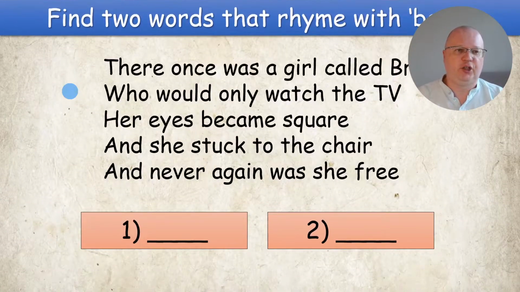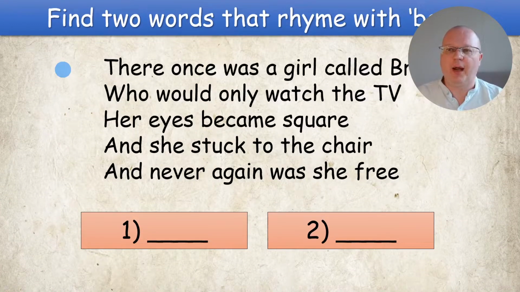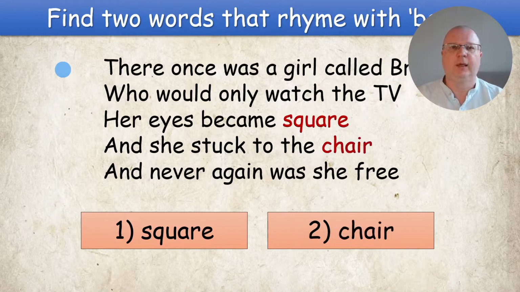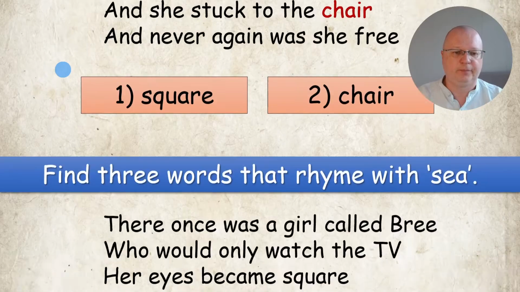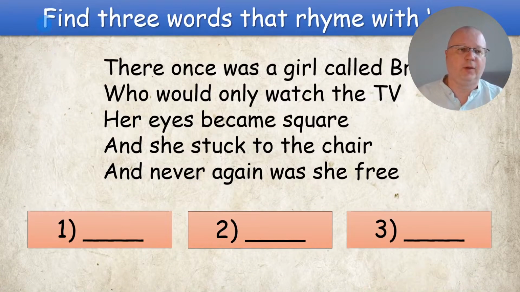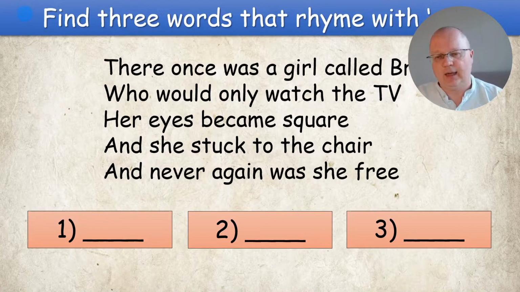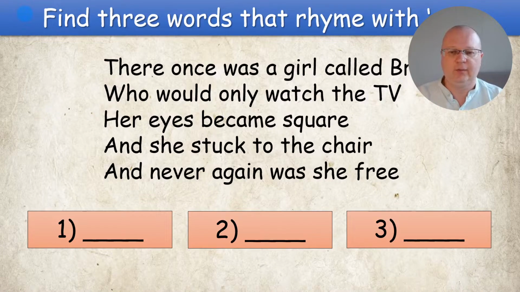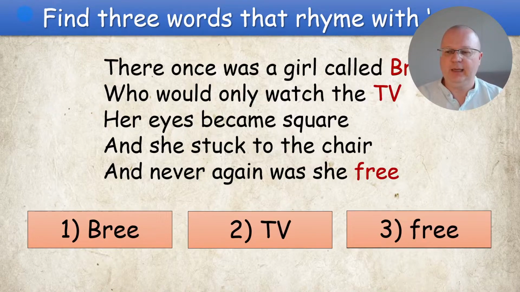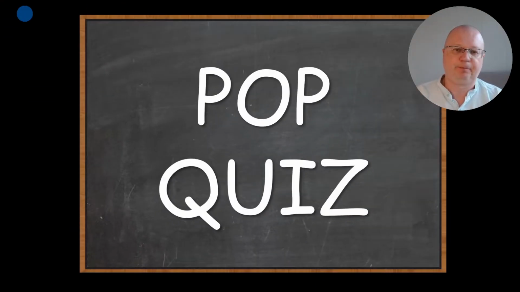Okay, next, find two words that rhyme with bear. So this is something you elicit from the students, and hopefully they can tell you that the words that rhyme with bear are square and chair. Now find three words that rhyme with sea. And again, hopefully your students can give you the three words: brie, TV, and free.